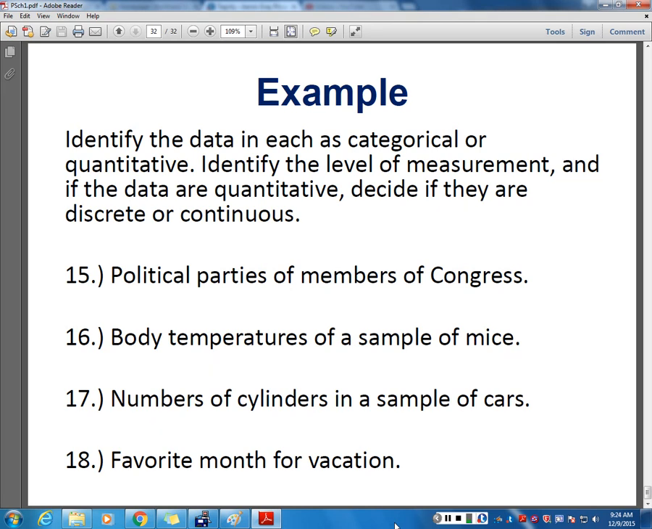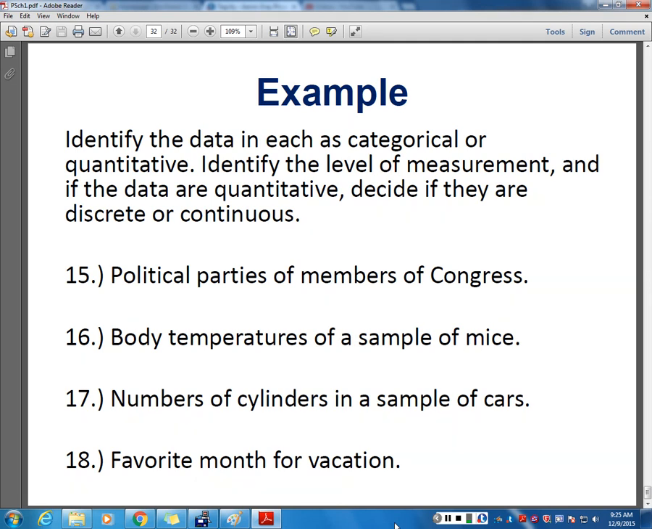Number 16, body temperatures of a sample of mice. Temperature can be measured or counted, so it's quantitative. A temperature of 0 doesn't mean that there is no temperature, so that's the interval level. And since it's quantitative, we'll decide if it's discrete or continuous. Well, there are infinitely many choices along a range for body temperatures of a sample of mice, so that's continuous data.